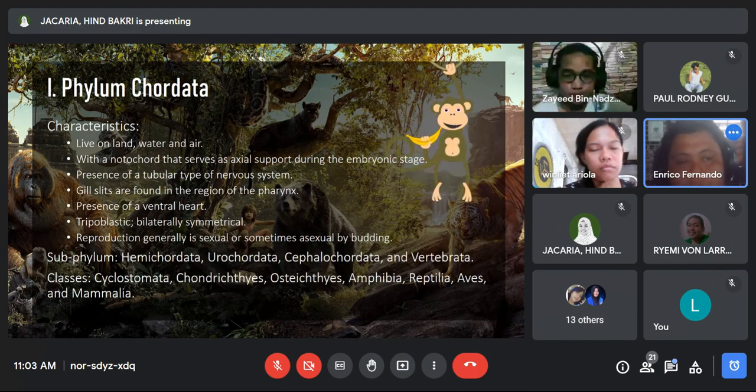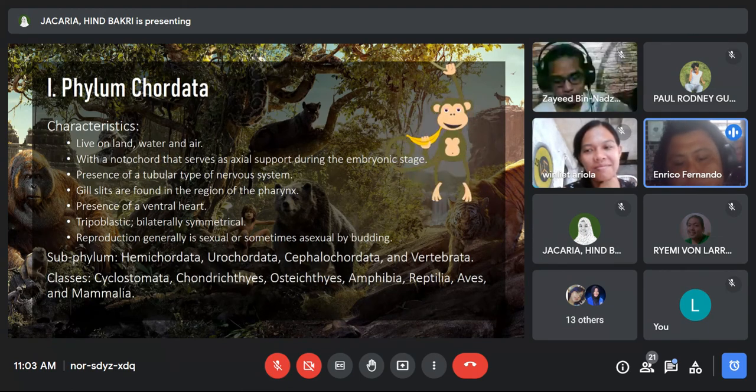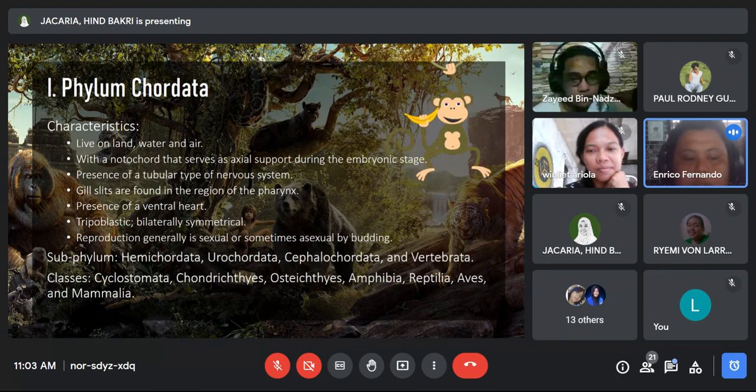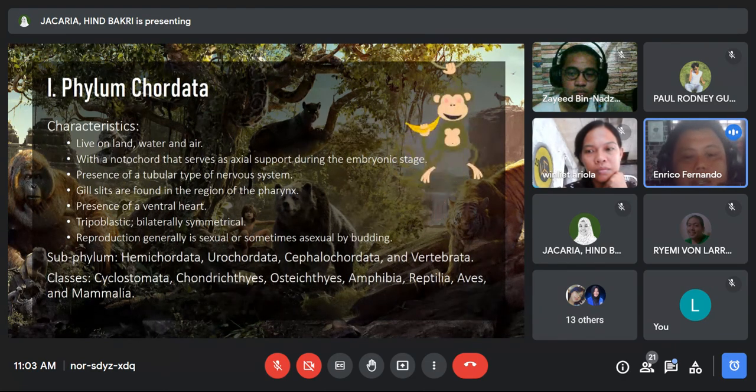So, Aves. Pag search ko ng Aves, yung first lumabas is birds. So, another word for birds pala is Aves. Yung one example of Aves are yung mga owls. The last one sa classes is Mammalia or the mammals. Ito yung mga warm-blooded vertebrates na may mammary glands. Usually may mammary glands pag sa females. Yung general example niya is yung human beings. Next slide, please.